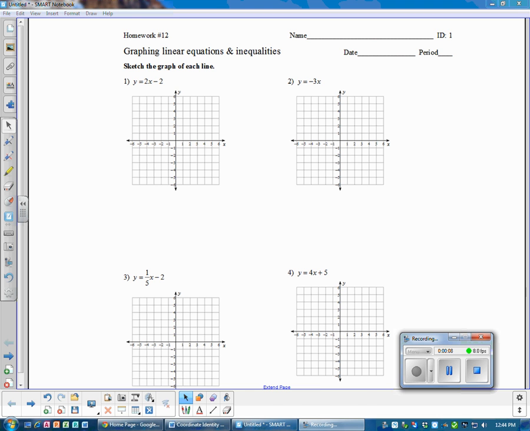Today's homework assignment is homework number 12. You'll find this on YouTube under homework number 12, Miss Gomez. We are now currently working on graphing linear equations and inequalities. So this is the worksheet and what it looks like. You have 4 problems on the front page to graph equations, and your second page will be to graph 4 inequalities. So let's go ahead and get started.